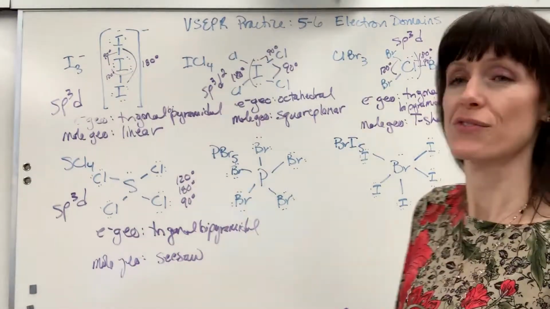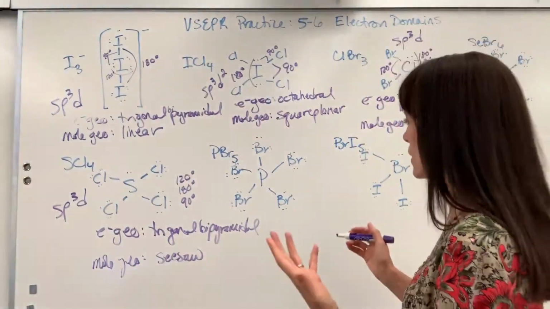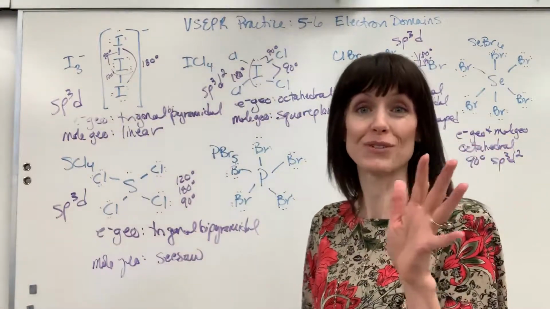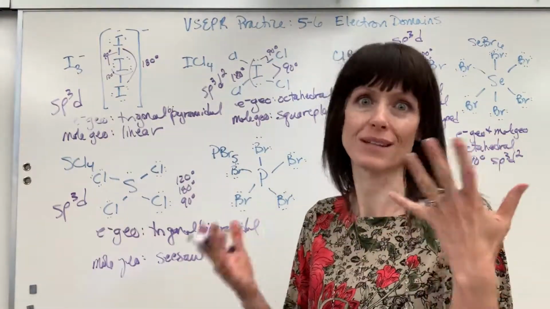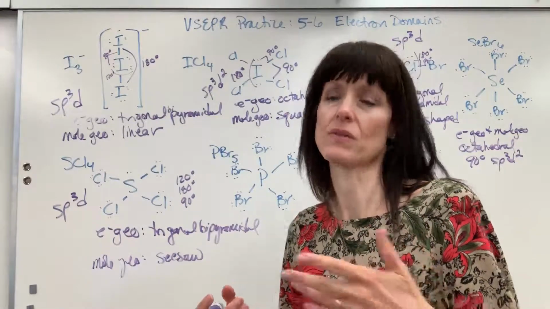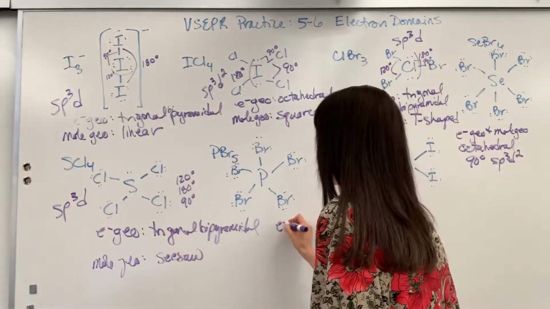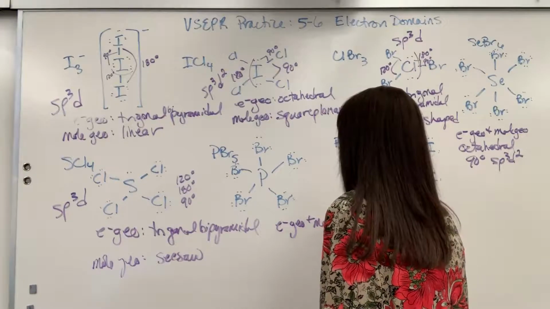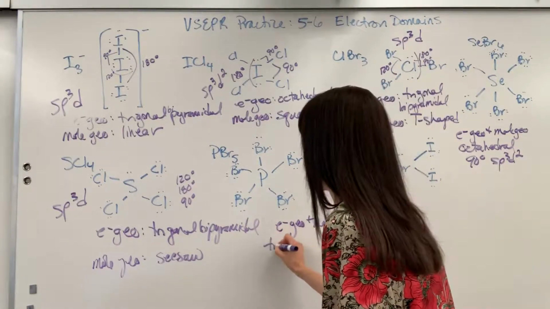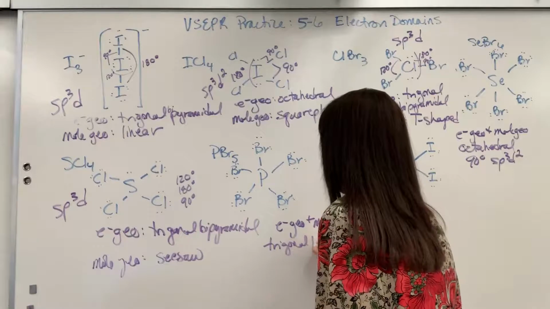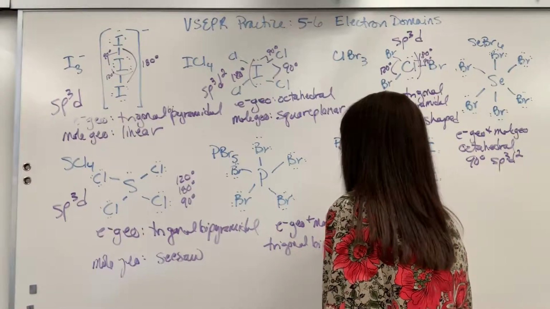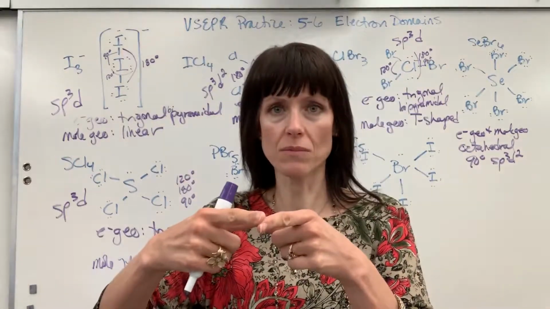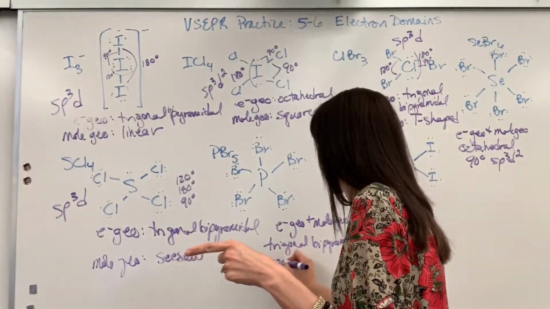We have our phosphorus pentabromide. Count electron domains. 1, 2, 3, 4, 5. And all 5 electron domains are bonded, which means, theoretically, we could see all of those. So the electron geometry and the molecular geometry are the same. These are both going to be Trigonal Bipyramidal.